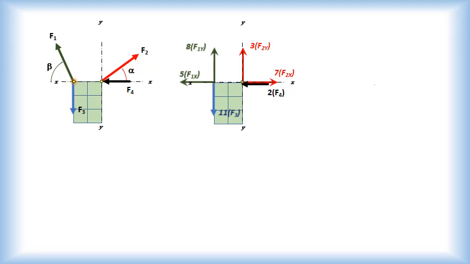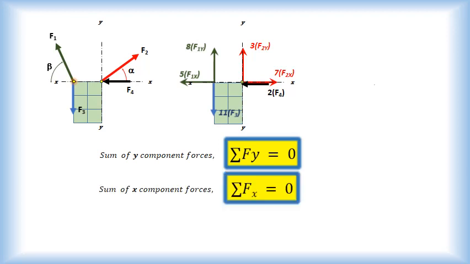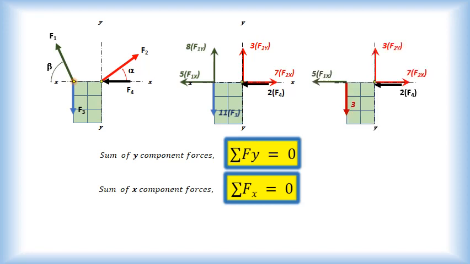Now clearly, the summation of the y components is still equal to 0. And the same can be said for the components in the x direction. So does this mean that the body is still in a state of balance? Let's check it out.